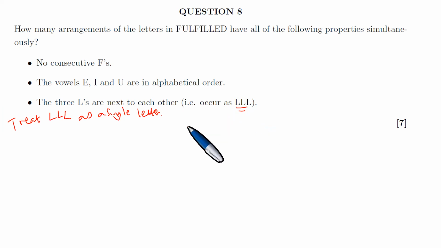So how many letters are you left with? If you treat those as one letter, you have F, U, and then L. Okay, there's another F. You have I here. You have E and D. Okay, you have just that list.